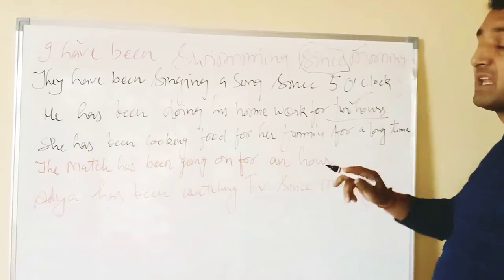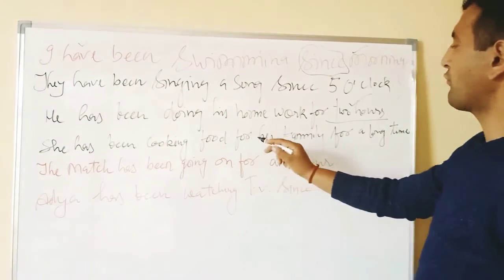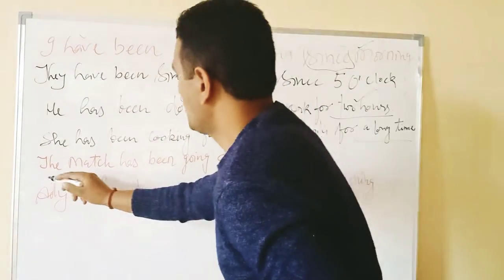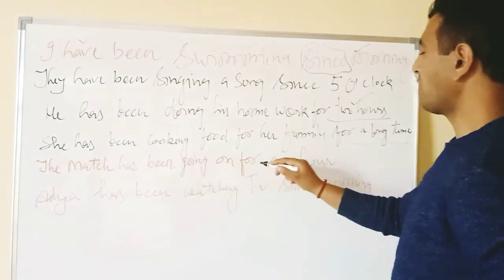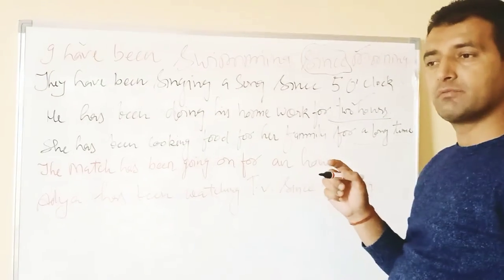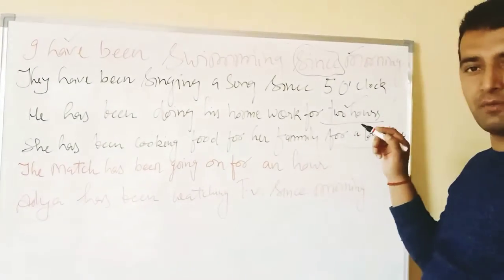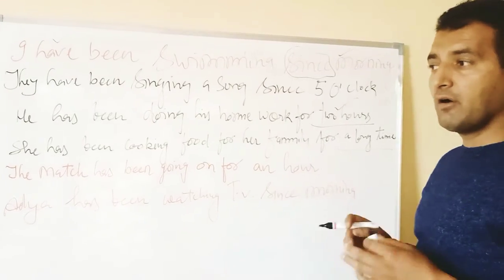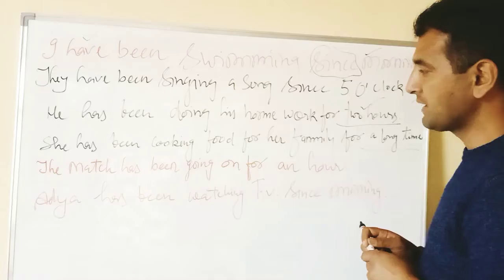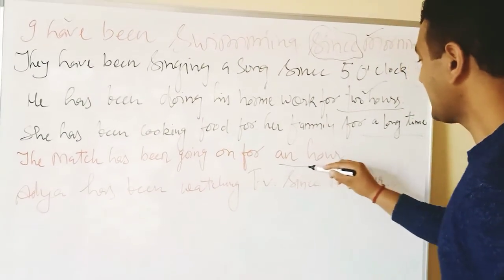Period of time, not exact time, period of time. And she has been cooking food for her family for a long time. काफी समय से. Okay, the match has been going on for an hour. आपको बताया था that I have already given you the format. Okay, मैं एक format दिया है आपको जिसमें for और since का use कहाँ पर और किस तरह से किया जाता है. That it really works. ये बहुत काम आता है. So you should learn that table and that format.